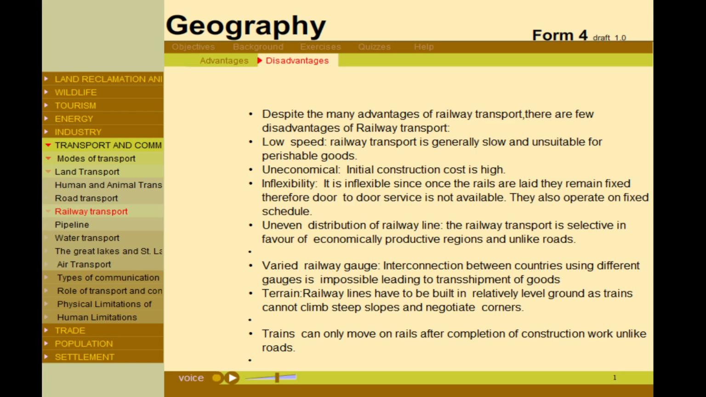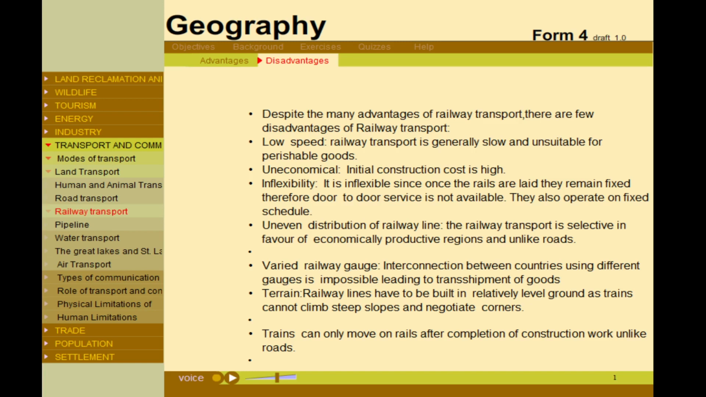Uneven distribution of railway line. The railway transport is selective in favor of economically productive regions, unlike roads. Varied railway gauge. Interconnection between countries using different gauges is impossible, leading to transshipments of goods.